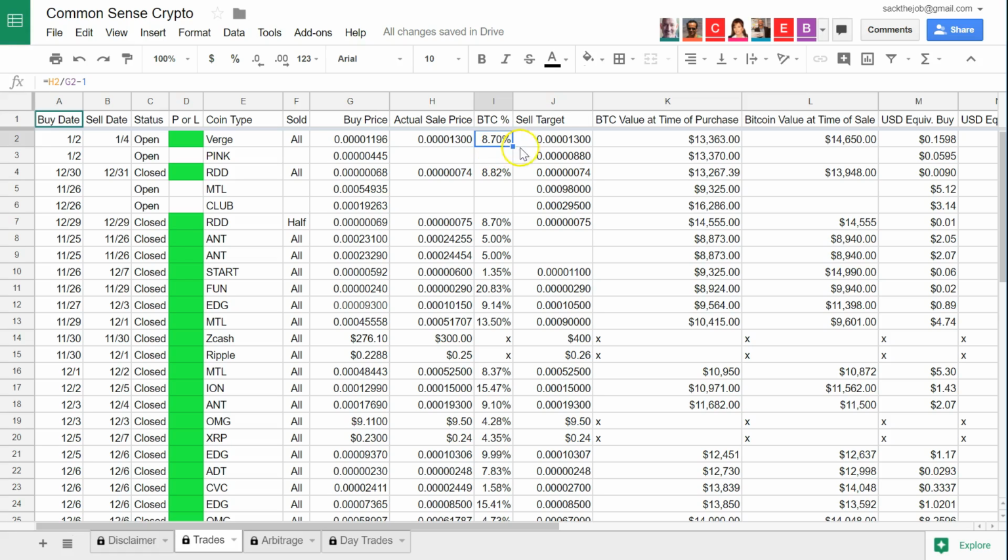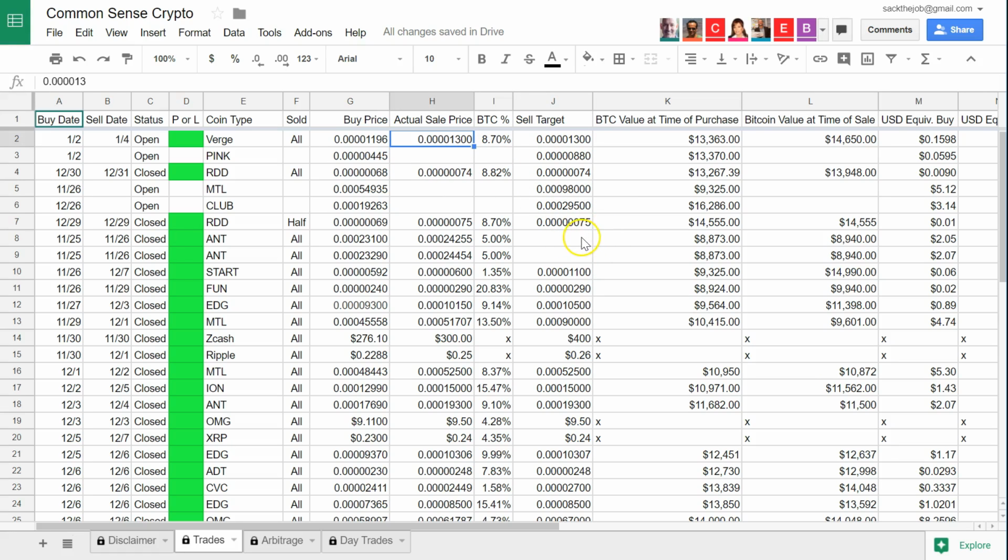All right, 8.7%. The sell target, now I put this target in there as soon as I buy the coin. And the target is what I set my sell order at. It doesn't mean that that's what it's sold for. It doesn't mean that's what it's going to sell for. That's what I hope to sell it for. And a lot of times that's what I will sell it for. So you can see here 74, 74, 1300, 1300, etc.